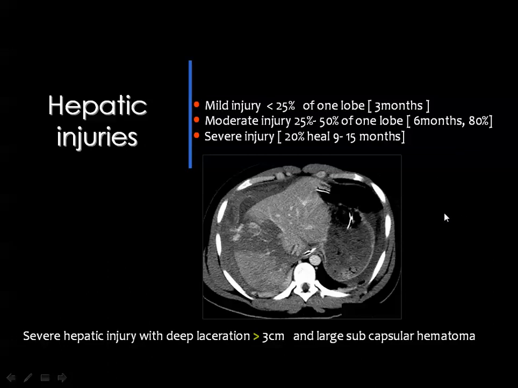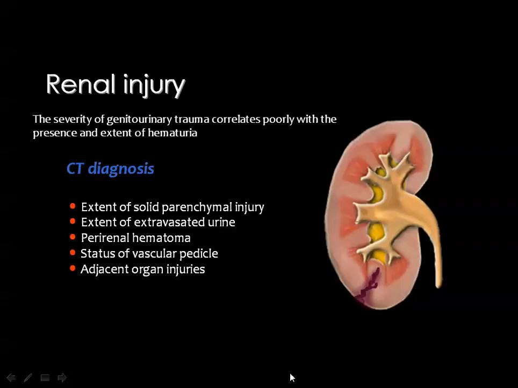of the cases. And severe injury, which is more than 50% of one lobe, only 20% of these lesions will heal in about 9 to 15 months. And you see this is a severe hepatic injury with a very deep laceration, and you can easily appreciate the hemorrhage and the intraperitoneal perihepatic collection, and you can see the hyperdense blood here and there, and also you can see blood around the stomach in the left hypochondrium.